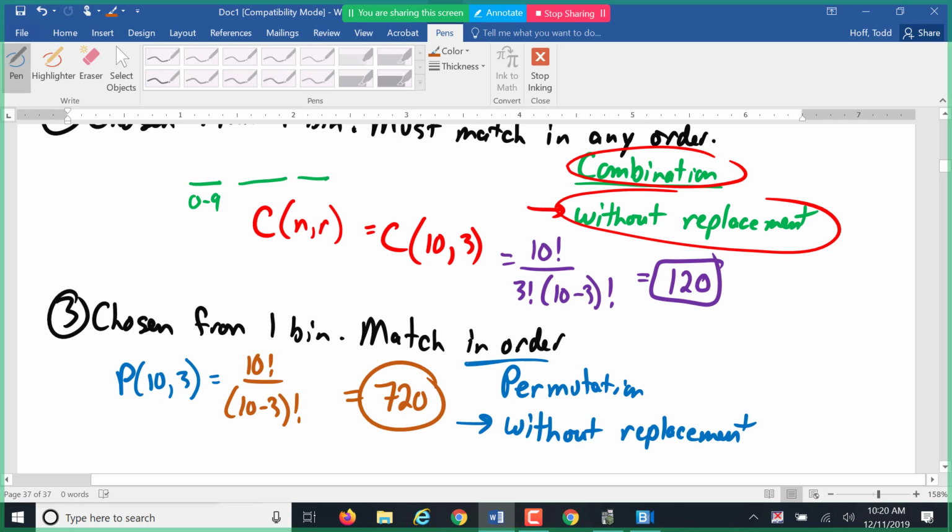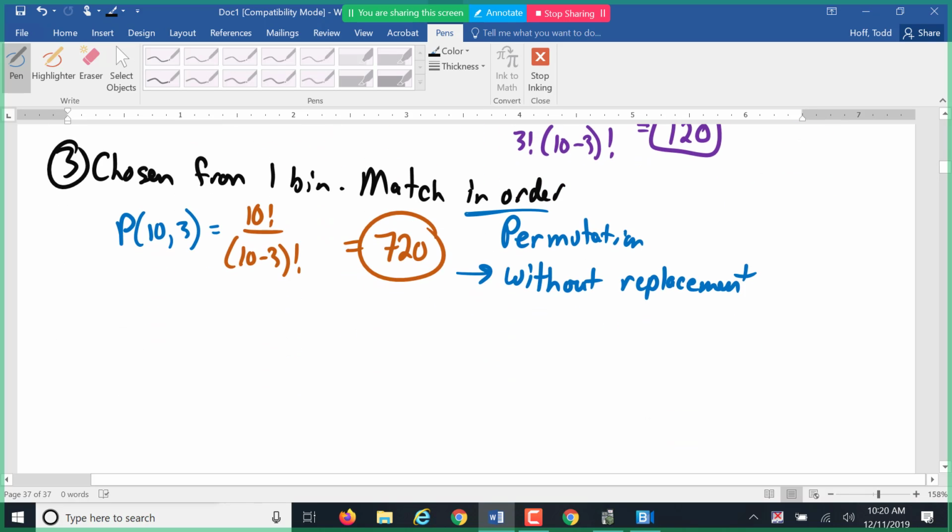Now, our textbook doesn't mention it, but it is possible to have a combination where the order doesn't matter with replacement.